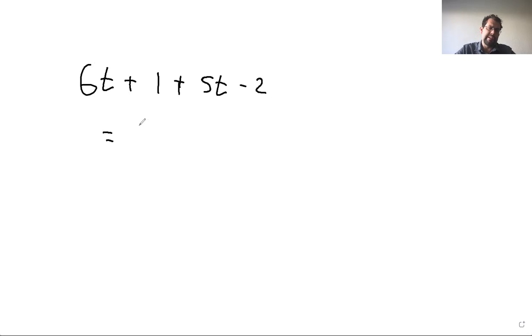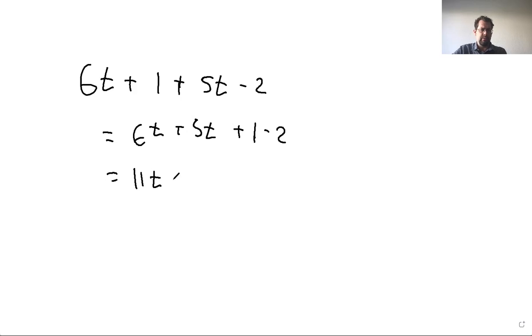Or we could have 6t plus 1 plus 5t minus 2. We put the t's together, and we put the numbers together, making sure the operations match up. The t's would add up to 11. The 1 minus 2 will give us a negative 1. That is combining together some like terms.